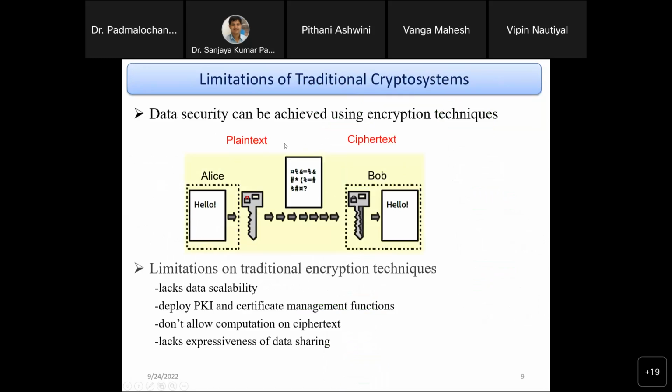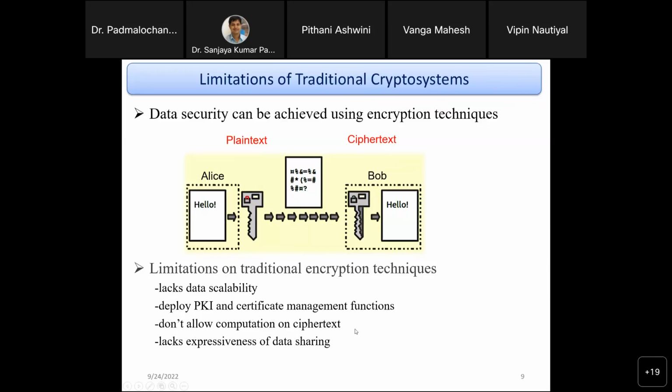So, limitations of traditional crypto systems. As I mentioned, data security can be achieved using encryption techniques. The limitation is the lack of data scalability. If you have a large volume of data, then public key and symmetric key crypto systems are not suitable for efficient implementation, and also not for fine-grained access. You also need to deploy public key infrastructure and certificate management functions. PKI and certificate management are important for public key crypto systems, which is costly also. So it's a separate functionality you need to introduce.